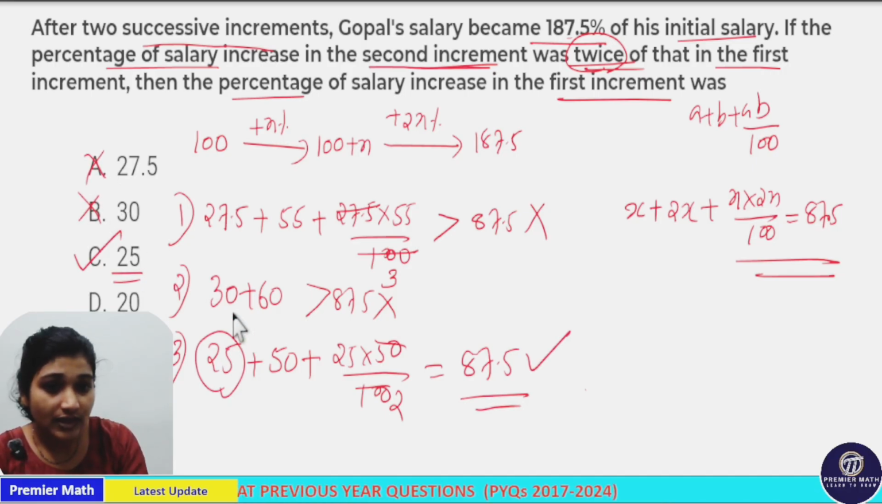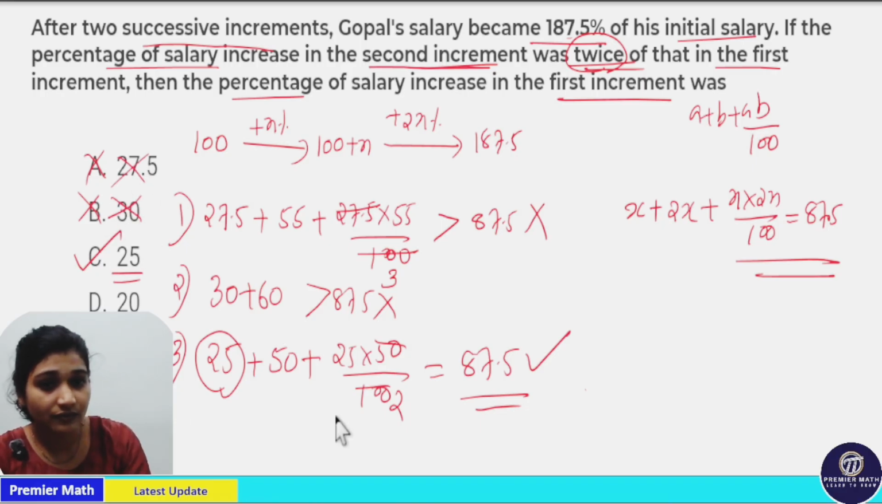Here double of 30 itself is 60. So 30 plus 60 itself is 90, which is greater than 87.5. So option C, 25% is the first increment. Then the second increment is equal to 50%. Then the overall increment is 87.5% after these two increments.